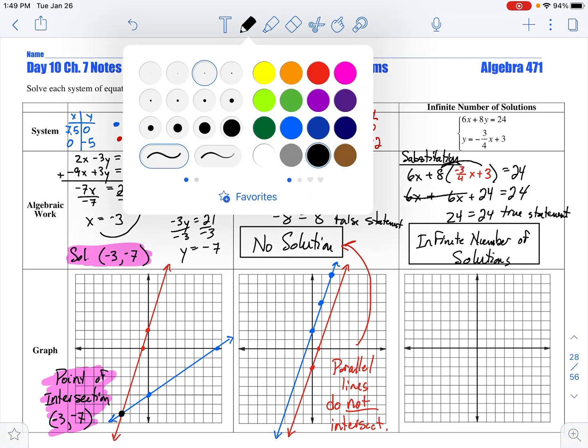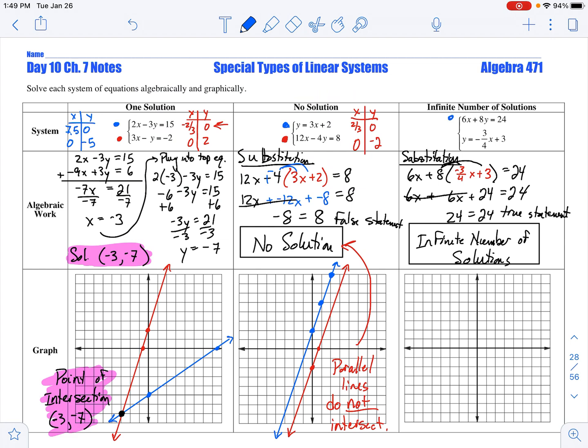When I get ready to graph it, I am going to graph them in 2 different colors. The top line I'm going to graph using my intercepts. So 6 times what number is 24? That is 4. If I plug 0 in for x, 8 times what number is 24? That will be 3. So I can graph 0, 3 and 4, 0. I'm going to draw my line in.